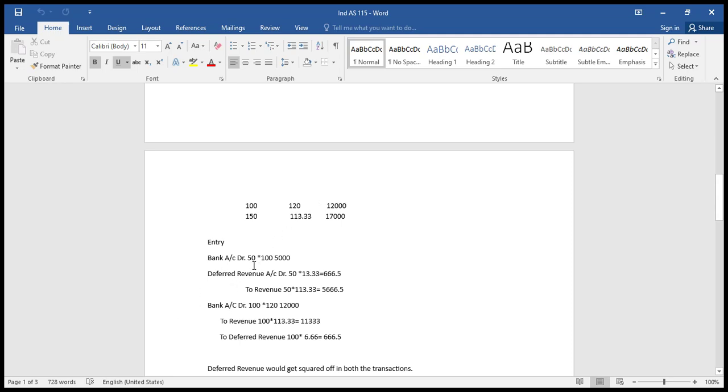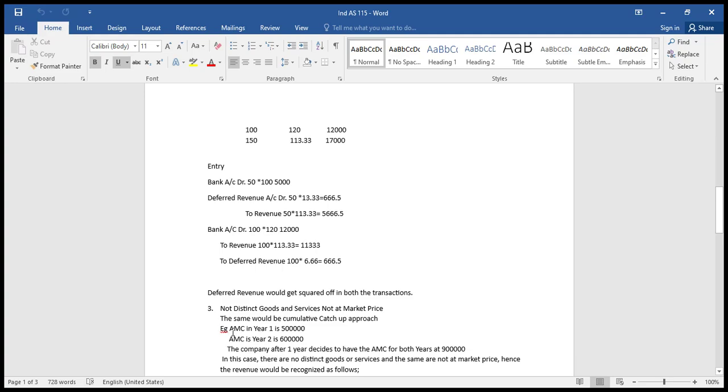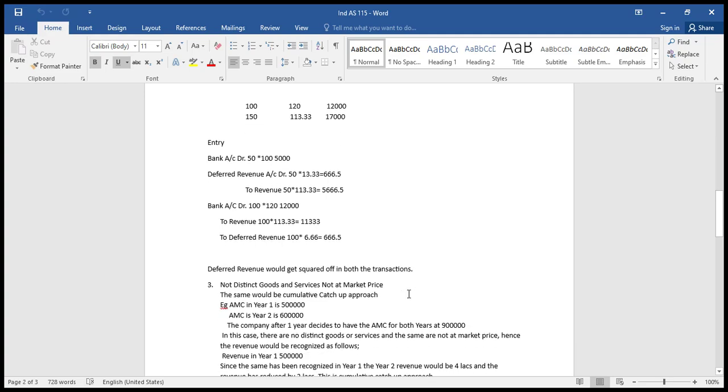Bank account debit 50 into 100, 5,000. Deferred revenue account debit 50 into 13.33, 666.5, to revenue 50 into 113.33, 5,666.5. For the second category, bank account debit 100 into 120, 12,000, to revenue 100 into 113.33, 11,333, to deferred revenue 100 into 6.66, 666.5. Deferred revenue will get squared off in both the transactions.